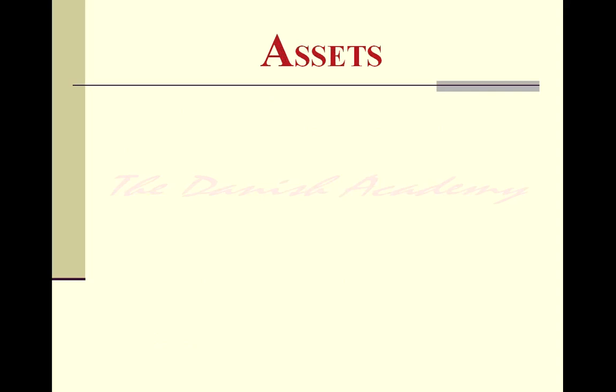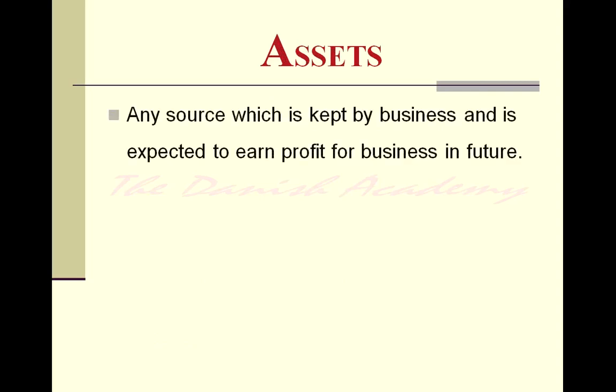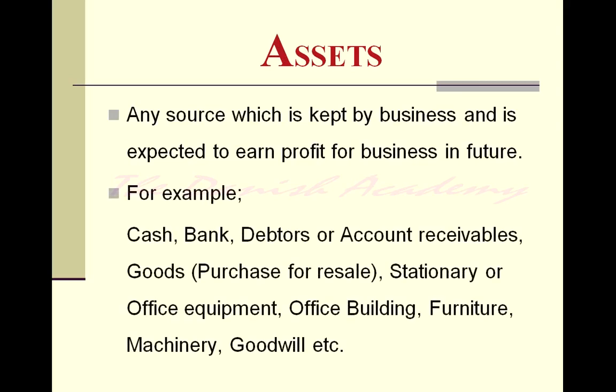So now we would discuss what assets are. An asset is any resource which is kept by the business and is expected to earn profit for the business in the future. For example, cash of the business, bank account of the business, debtors or accounts receivable, goods or purchases for resale, stationery or any other office equipment, office building, furniture, machinery, goodwill, etc. These all are assets.